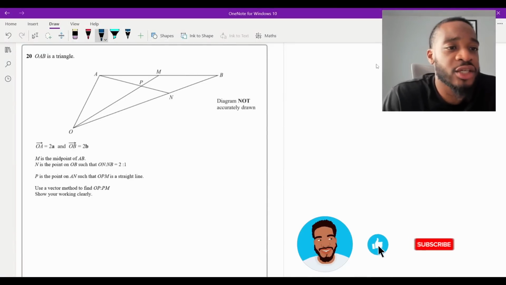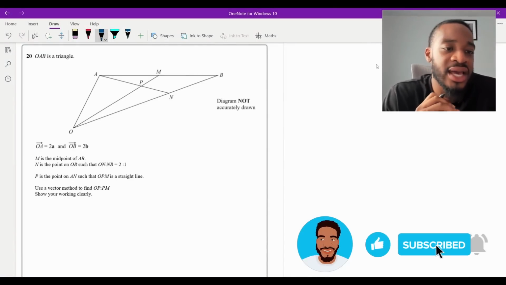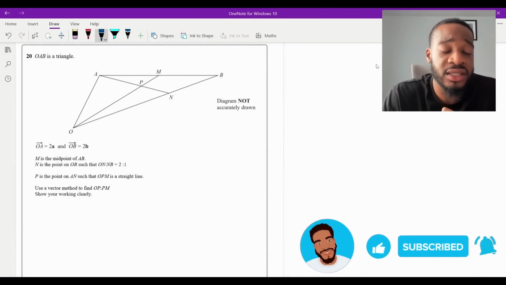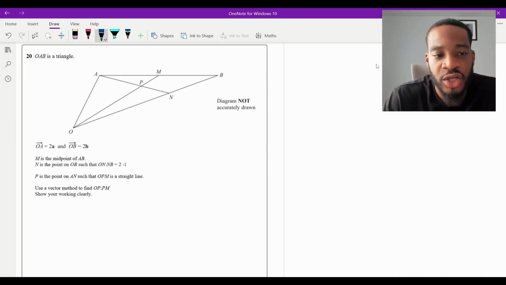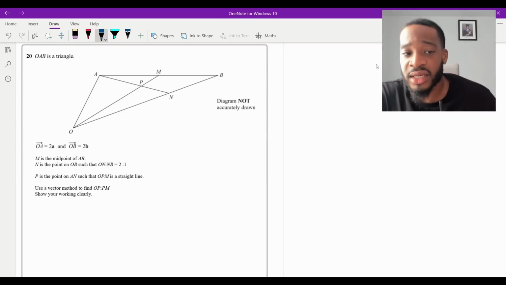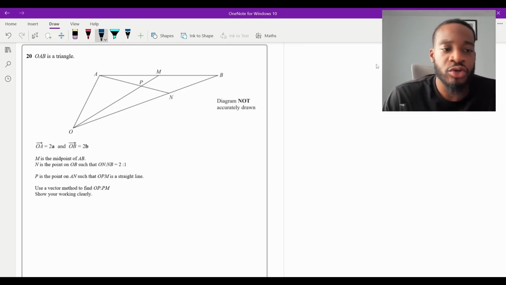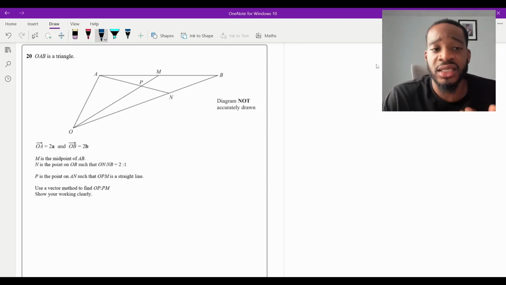Okay, so question 20 says OAB is a triangle. O to A is equal to 2A. O to B is equal to 2B. M is the midpoint of AB. N is the point on OB such that O to N and N to B is equal to 2 to 1, the ratio. P is the point on AN such that OPM is a straight line. Use a vector method to find the ratio of O to P and P to M. Show your working clearly. And this is a 6 marker.